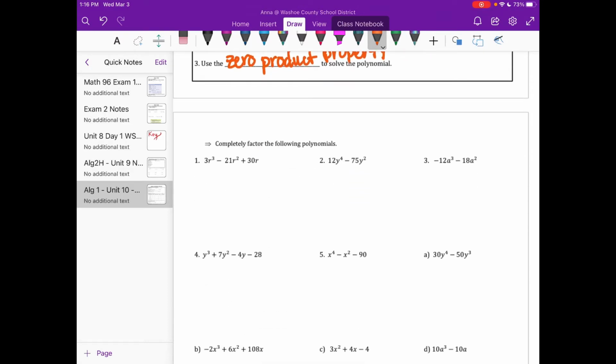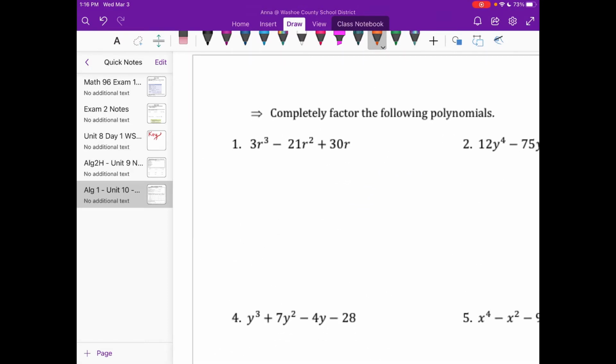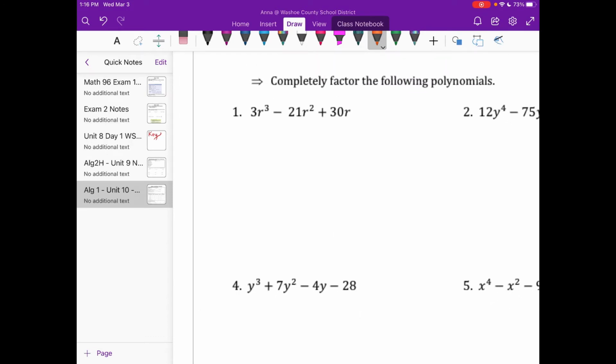All right, so let's see what these look like. Let's go ahead and go to number 1, and we are going to completely factor our polynomials. So remember, on our table, our very first thing was check if they have anything in common. Well, look at all these guys. These guys all have R's, right? R3, R2, R1.